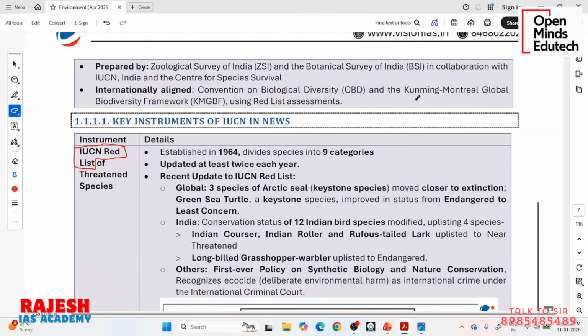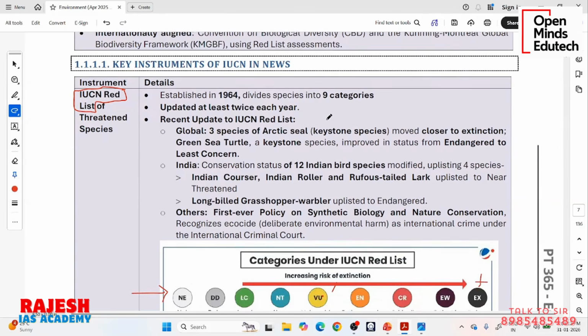Then there is another framework called the Kunming-Montreal Global Biodiversity Framework. It is under this CBD only. In this convention, there is a framework called the Kunming-Montreal Global Biodiversity Framework. We will see as we go deep into the PDF. So we are aligning our initiatives with global initiatives. That is the theme here.